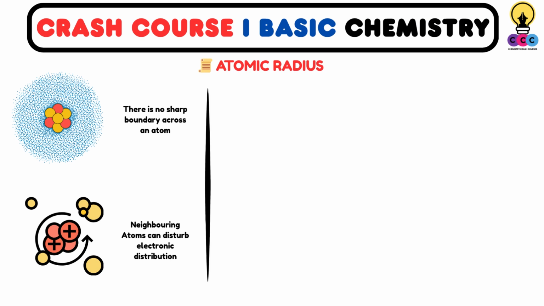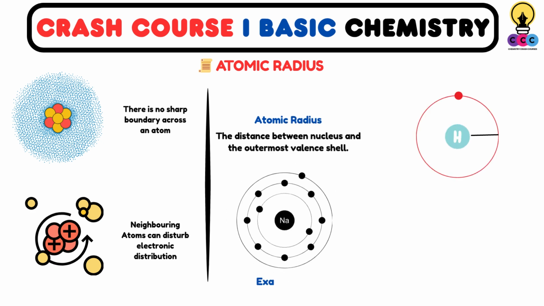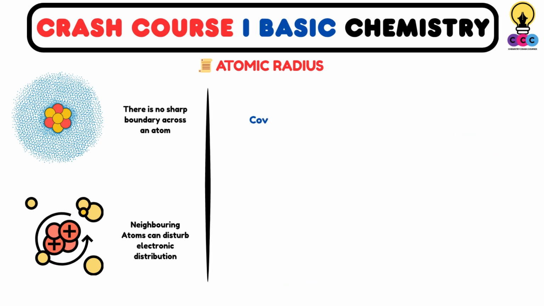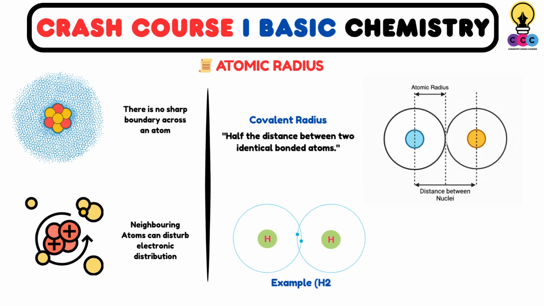Now let me start with the core definitions of atomic and covalent radii. Atomic radius is the distance between the nucleus and the outermost valence shell. In the case of the sodium atom, it is around 186 picometer. Picometer is the unit of length. On the other hand, covalent radius is half of the distance between two covalently bonded atoms in a molecule. In the case of hydrogen, H2, the bond length is 74.4 picometer and half of it is 37.2 picometer. So the covalent radius of hydrogen is 37.2 picometer.